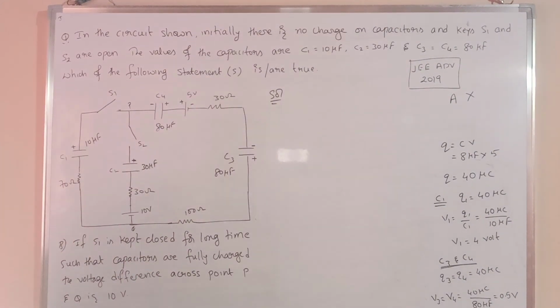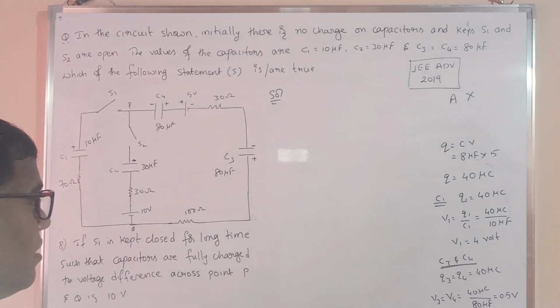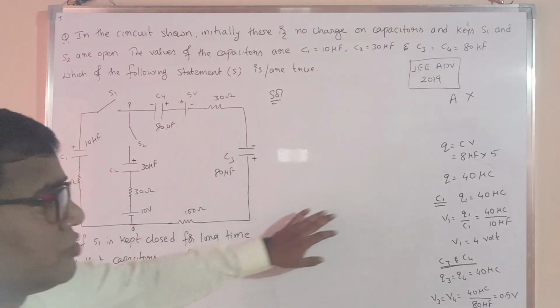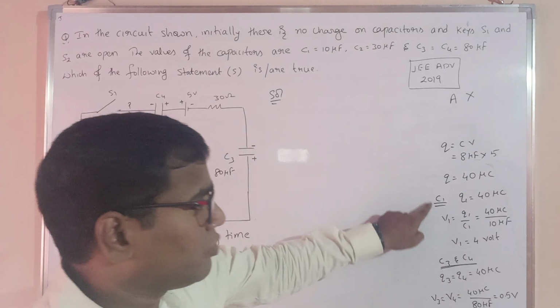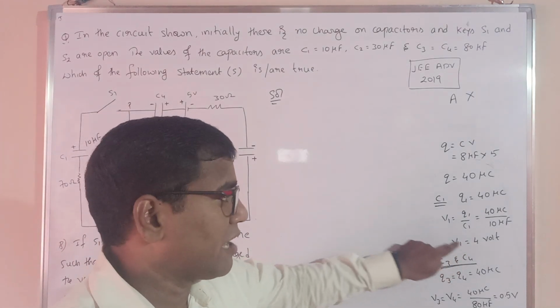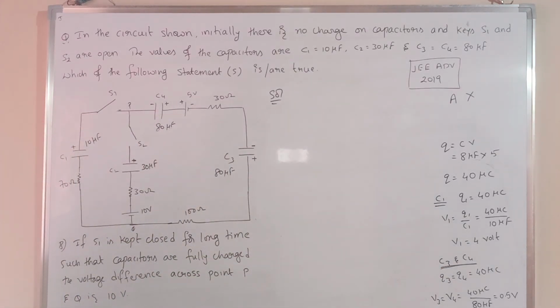Let's see the second option. If S1 is kept closed for a long time, such that capacitors are fully charged, the voltage difference across the points P and Q is 10 volt. How much is it saying? The voltage difference across the points P and Q is 10 volt. But in the first case itself we already solved. Across C1, how much potential difference did we get? We got 4 volt.